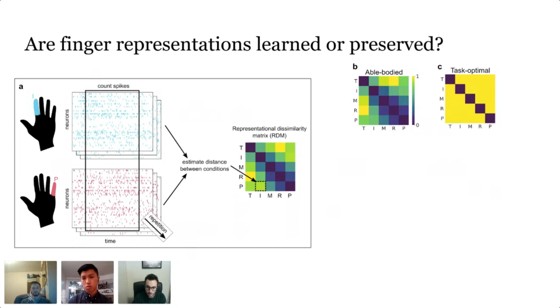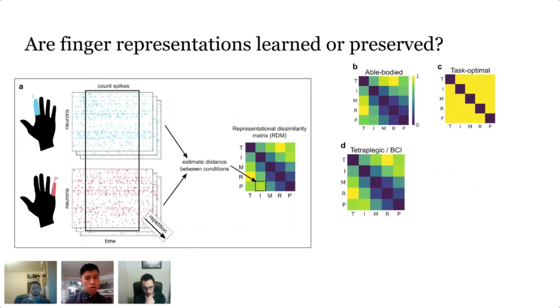We distinguish between two models. First, if the neural representations were preserved, we would expect the finger representation to match the neural structure previously identified in able-bodied people in panel B. And this structure has been shown to follow the kinematics of natural movement. If the neural representations were instead learned to control a BCI, we would expect the finger representation to follow the optimal statistics of the task. And because the movements were independent in this BCI task, this would lead to an independent representational structure on panel C. And looking at the data, this is the RDM for our participant averaged over 10 sessions.